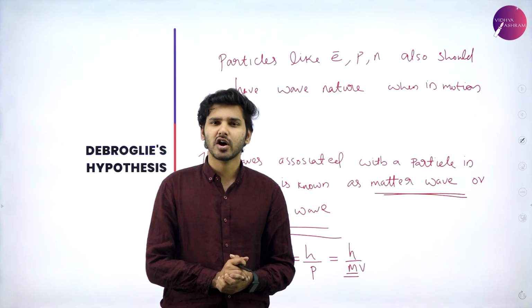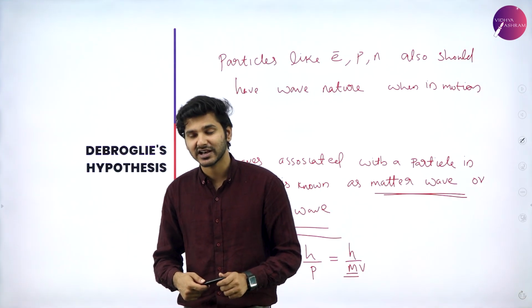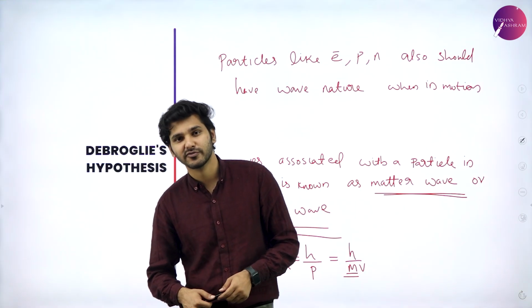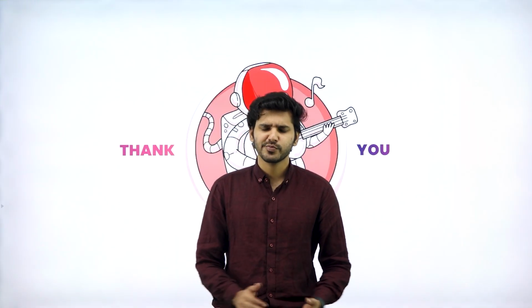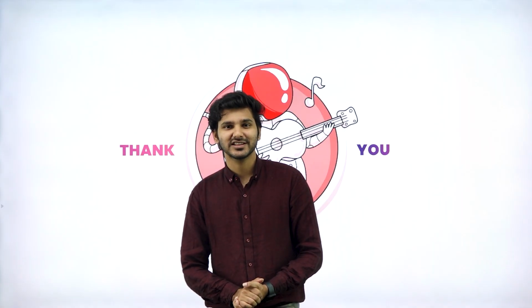So that is all about de Broglie's hypothesis, and with that we are finishing up the 11th chapter, that is dual nature of matter and radiation. So I hope you have understood everything in this particular chapter. I'll see you all with a new chapter. Until then, thank you.